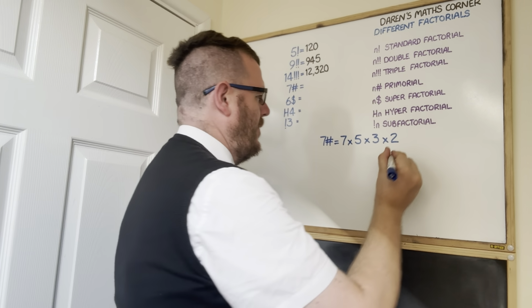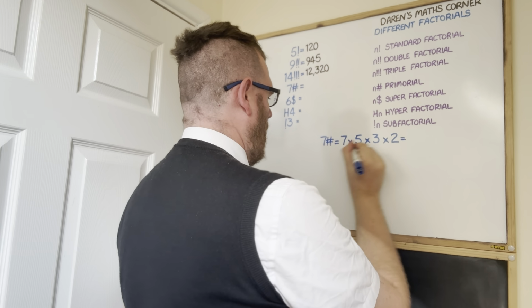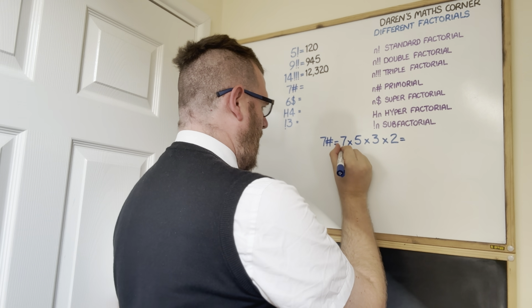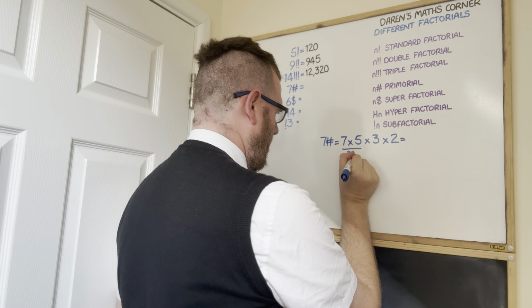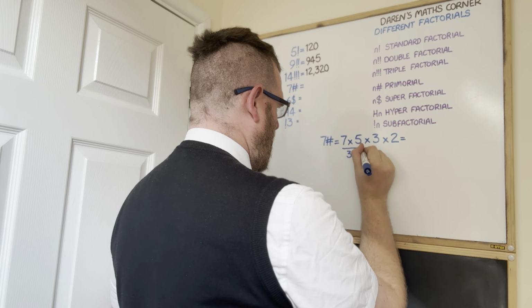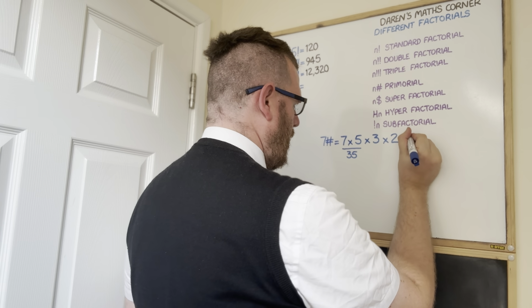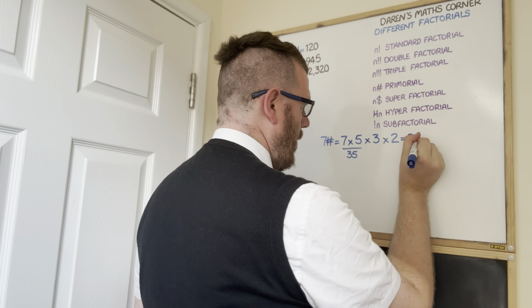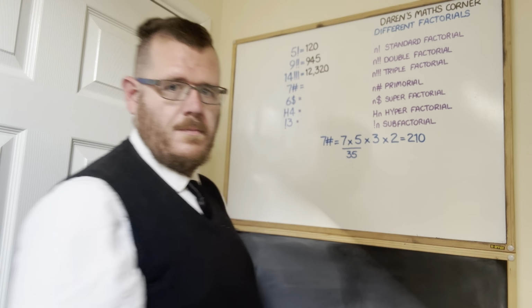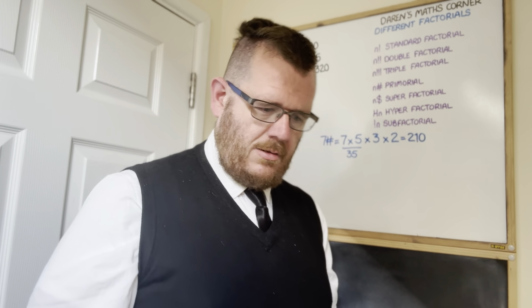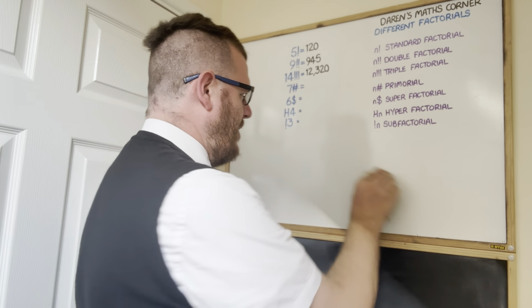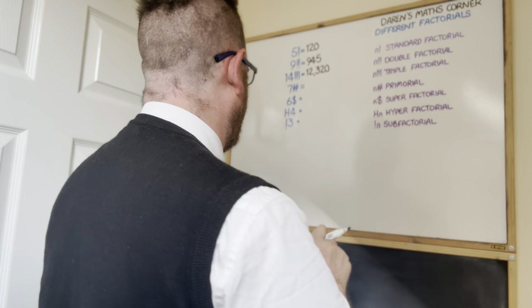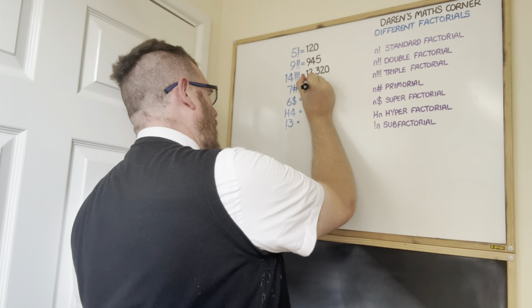And then we've got 7 times 5 is 35. Put that there. Times that by the 3 then becomes 105, 210 when you do the 2. It's an interesting world of maths that we live in. And it can also get very complicated as well if you're not careful.